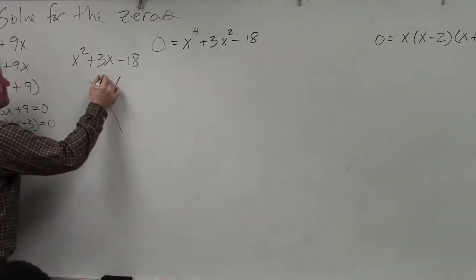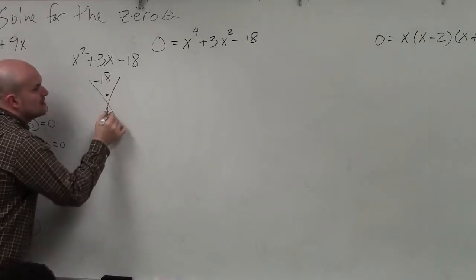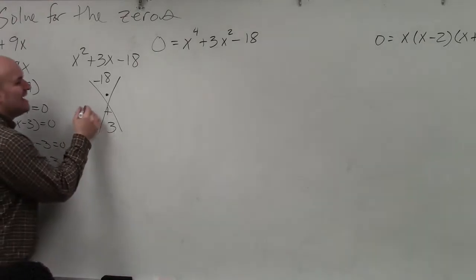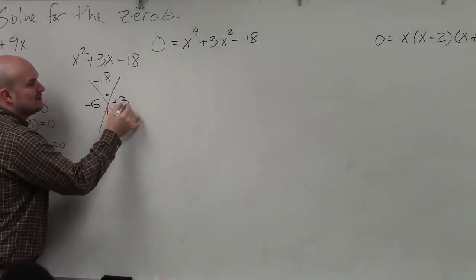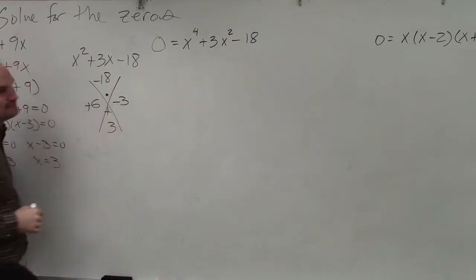So therefore, I have negative 18 and positive 3. So I want to determine what two numbers multiply to give me negative 18 and add to give me positive 3. A negative 6 and a positive 3. No, positive 6 and negative 3.